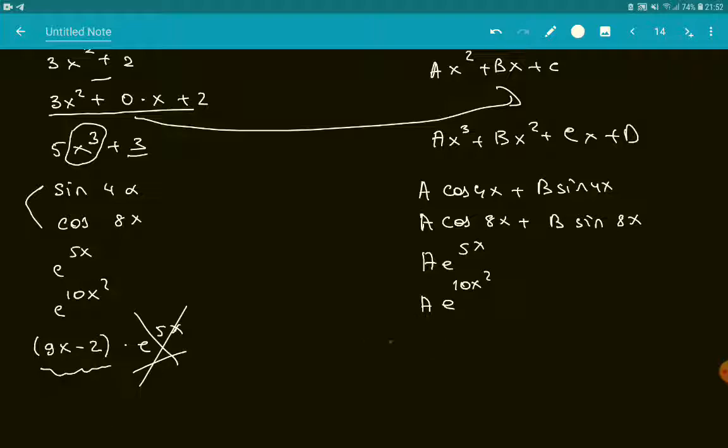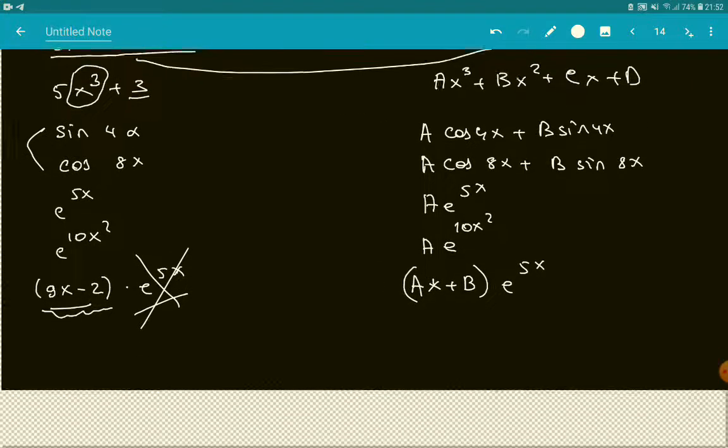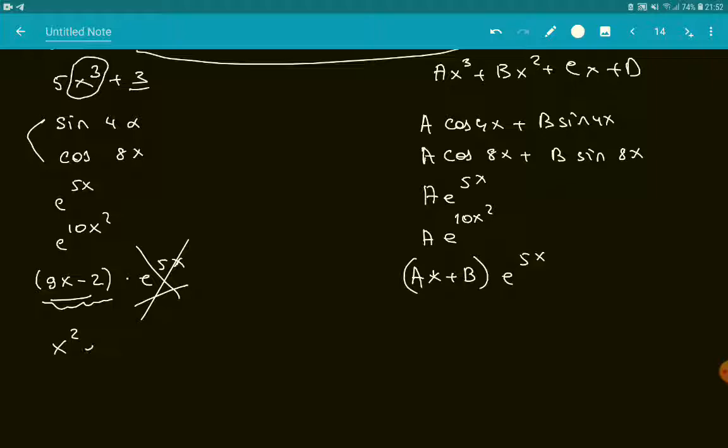so the easy way is, how did we write this one? It was ax plus b, right? Then we multiplied by e to the 5x. Easy. Again, if we have x squared e to the 5x, we don't look at this part, we just write, how did we write x squared? It's going to become ax squared plus bx plus c multiplied by e to the 5x. So easy.